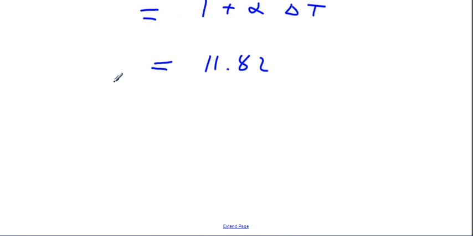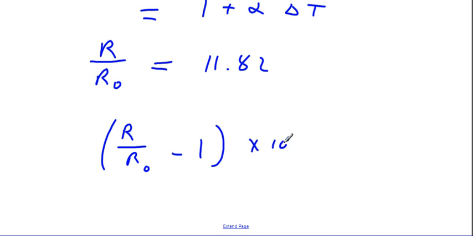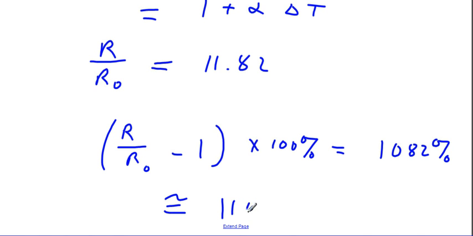11.82. So R over R0 is 11.82. Doing the same thing again, R over R0 minus 1 times 100%. We end up with 1,082%, but clearly we don't have that many significant digits, so we're going to call it 11,000%. So 11,000% of the change is caused by the resistivity change, and a very small percent, and it's going the wrong way, 1.3%, is changed by the dimensional change by itself. Well, that covered a lot of Physics 1 stuff there, if I ever saw it.